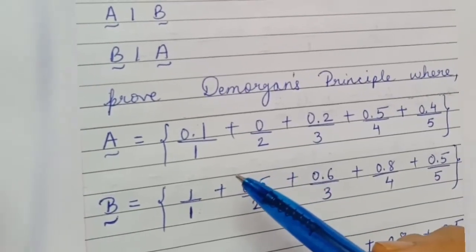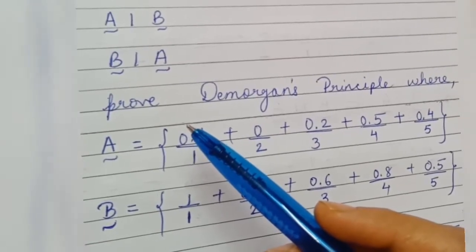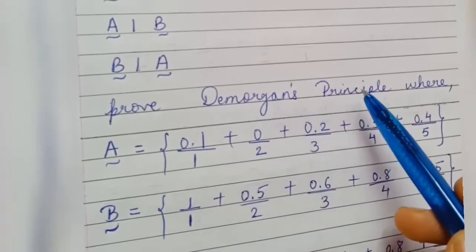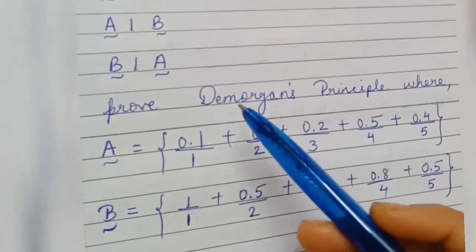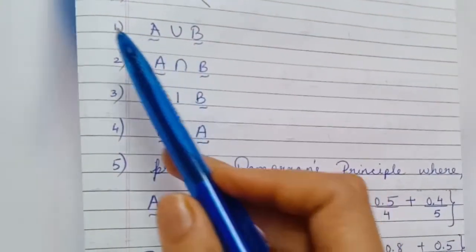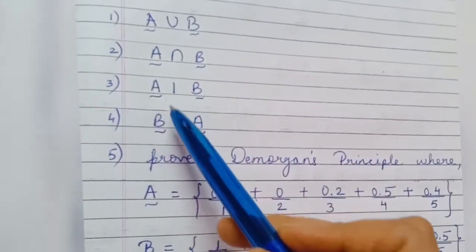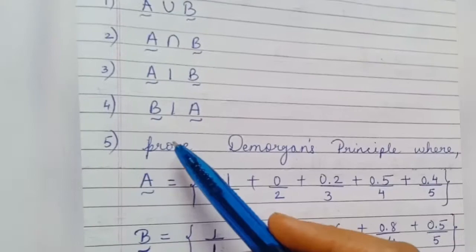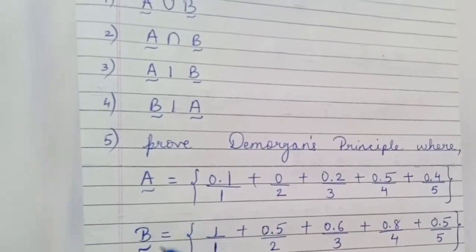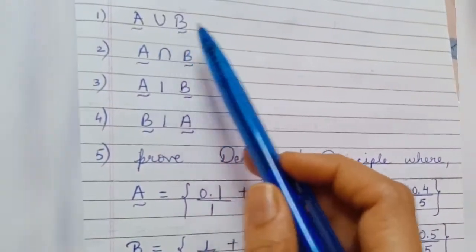In my previous video, I shared different operations on fuzzy sets. In that video, I also shared De Morgan's principle. Do watch that video to know De Morgan's principle. Let's get started with this example. Let's solve the first operation. Here we have to solve 5 operations: 1, 2, 3, 4 and 5. Here two sets are given, set A and set B. Let's solve the first operation, that is A union B.